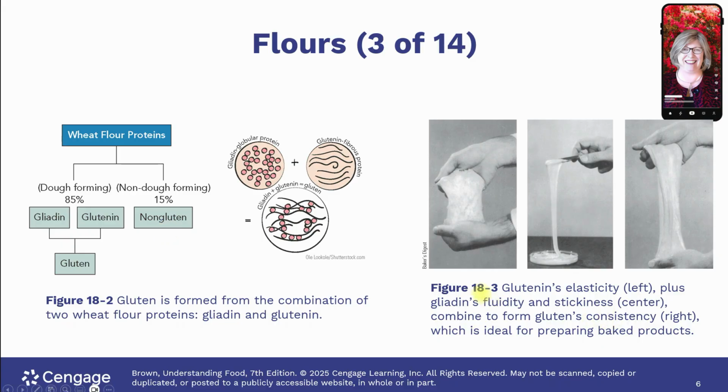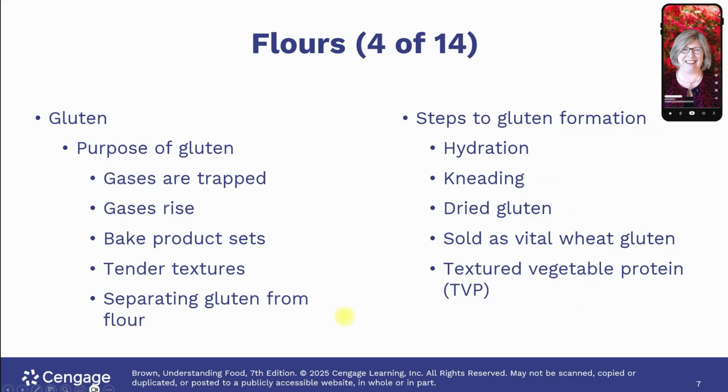Over here you see the elasticity of glutenin and the gliadin's fluidity and stickiness, and together they form gluten's consistency, which if you've ever made bread, you probably recognize. It stretches, and that's what we need it to do because we want it to trap air in the product and then set up to form the structure. The purpose of gluten, therefore, is to trap the gases. This can be steam, can be the product of your leavening agents.